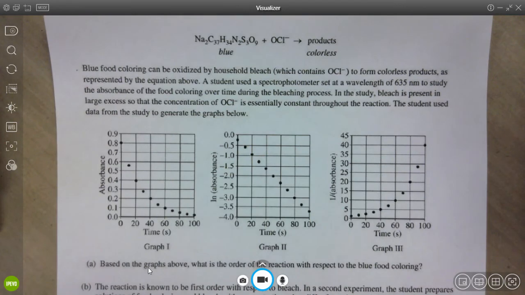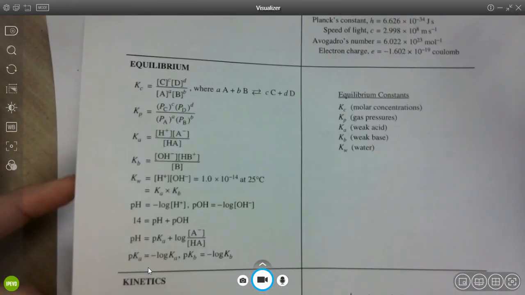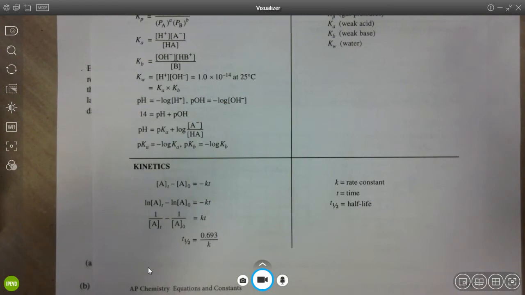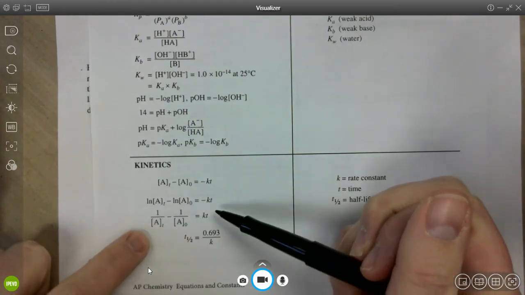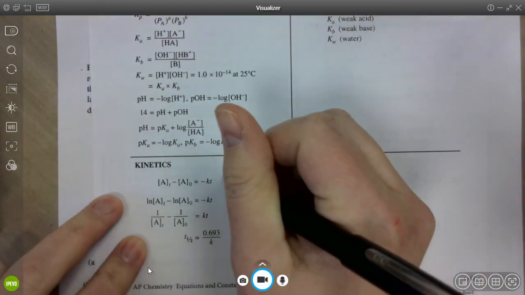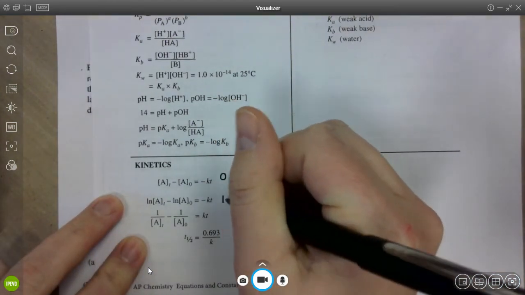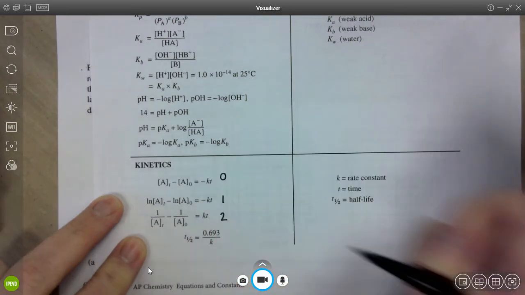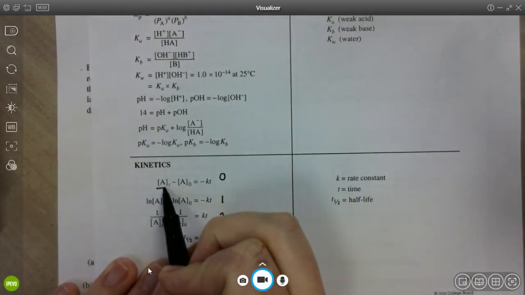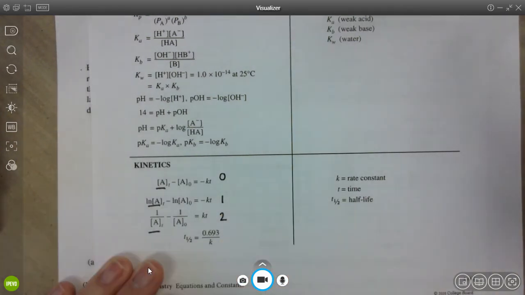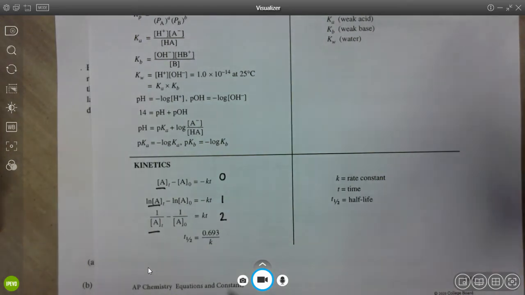Now, one thing I wanted to show you before we get into this is the AP equation sheet. So if you look here, we've got 3 integrated rate laws written here, and they go in order. So this is 0, first, and second. And why I think it is useful to remember that it goes 0, 1, and 2 is that what's in the rate law is what your graph is when it's linear.